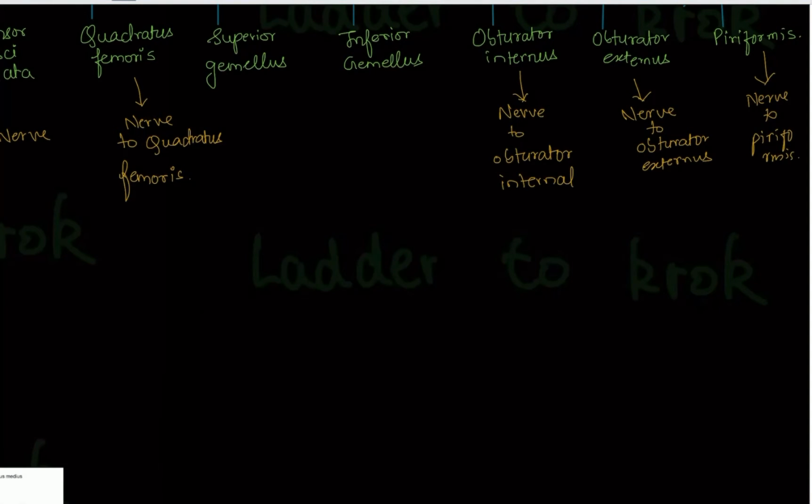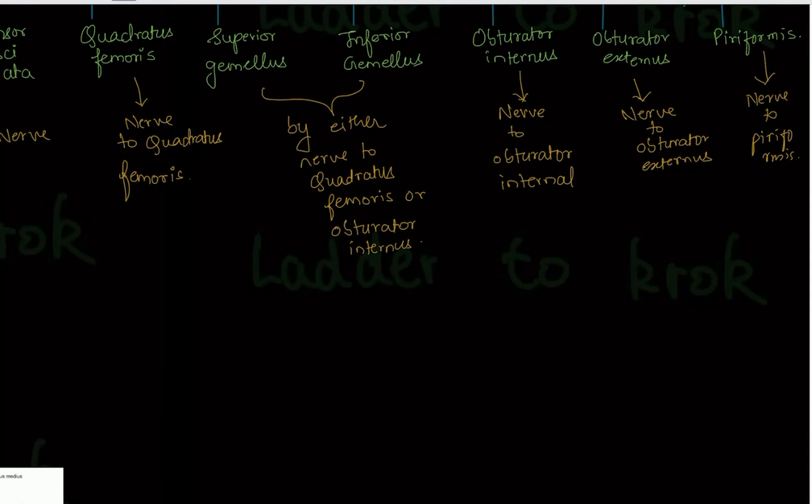Now this superior gemellus and inferior gemellus, they can be supplied by either nerve to quadratus femoris or obturator internus nerve. So that's why I've written it side by side, so that you remember either from nerve to quadratus femoris or from nerve to obturator internus. Especially this inferior gemellus is supplied by either of them, or can be supplied by both also. The superior gemellus is mostly supplied by the nerve to obturator internus.